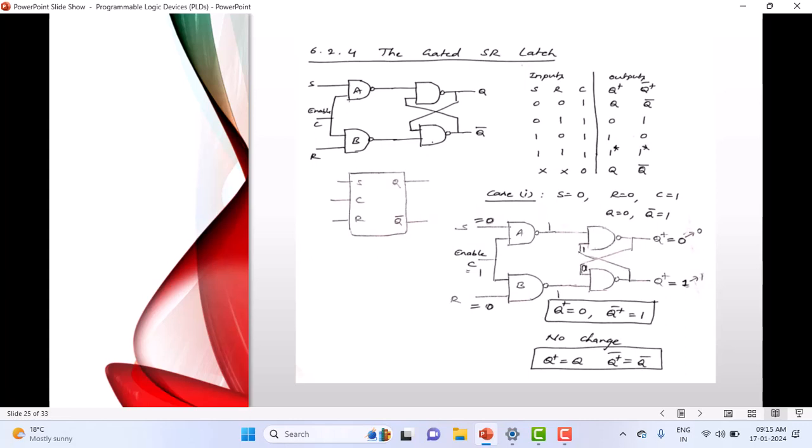And look at this, S and R are 0, 0. And Q I assumed as 0 and Q bar as 1. Now see what happens here. 0, 0, clock is 1.